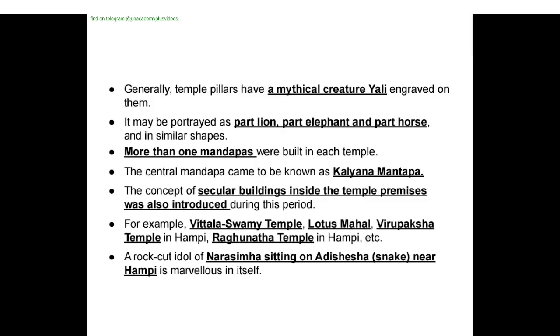Generally, temple pillars have the mythical creature Yali engraved on them. It may be portrayed as part lion, part elephant, and part horse, and in similar shapes. More than one mandapa was built in each temple. The central mandapa came to be known as Kalyana Mandapa. The concept of secular buildings inside the temple premises was also introduced during this period. For example, Vittala Swami Temple, Lotus Mahal, Virupaksha Temple in Hampi, Raghunatha Temple in Hampi.